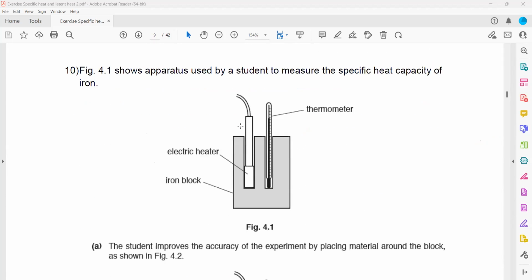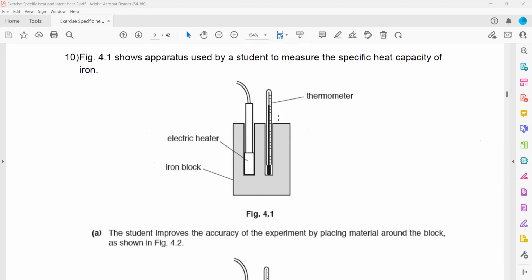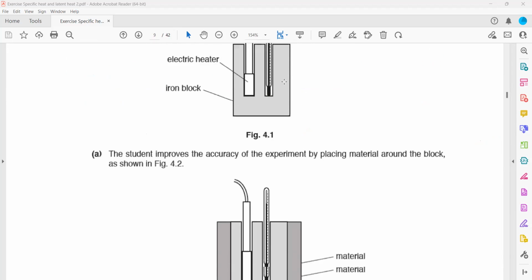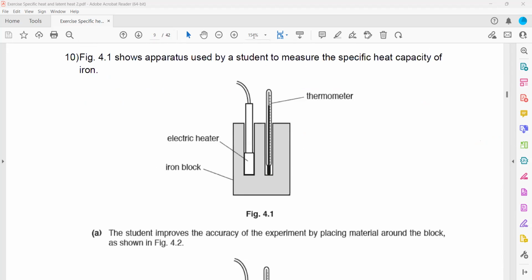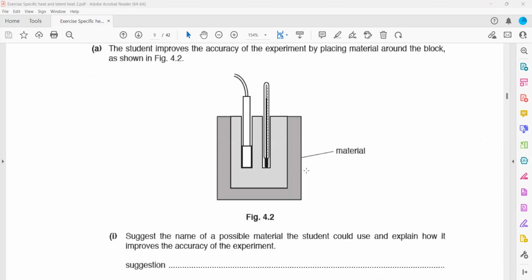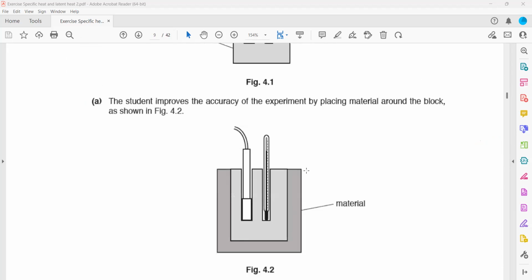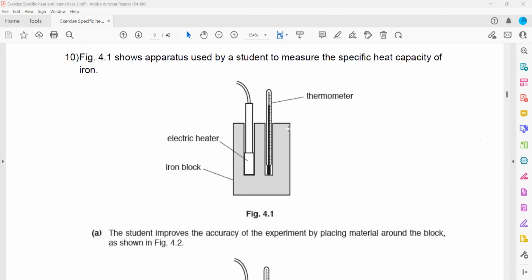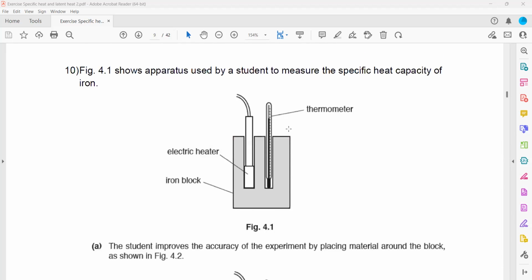Figure 4.1 shows an apparatus used to measure the specific heat capacity of iron. To calculate the specific heat capacity, the student improved the accuracy of the experiment. What is the equation to calculate the specific heat capacity?